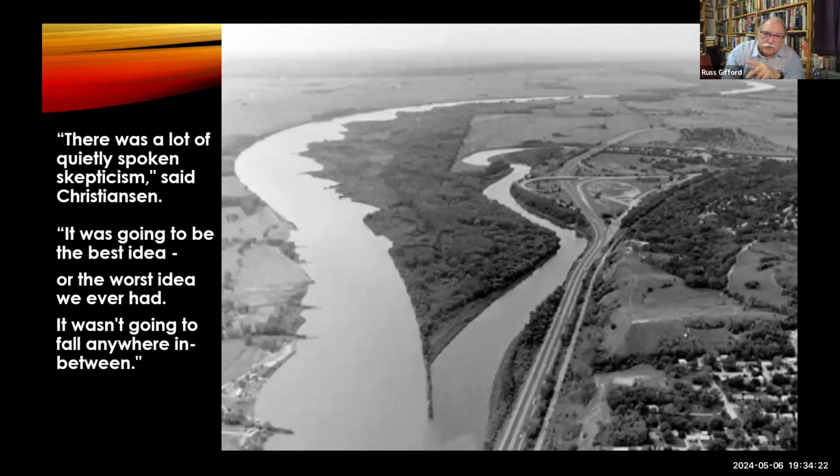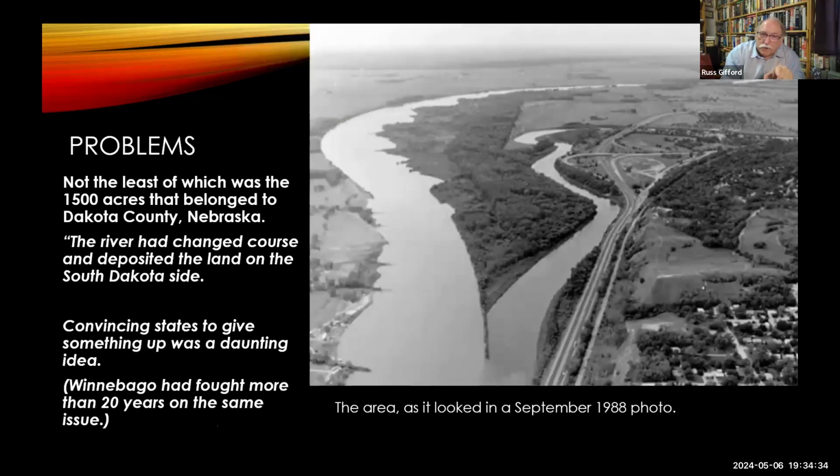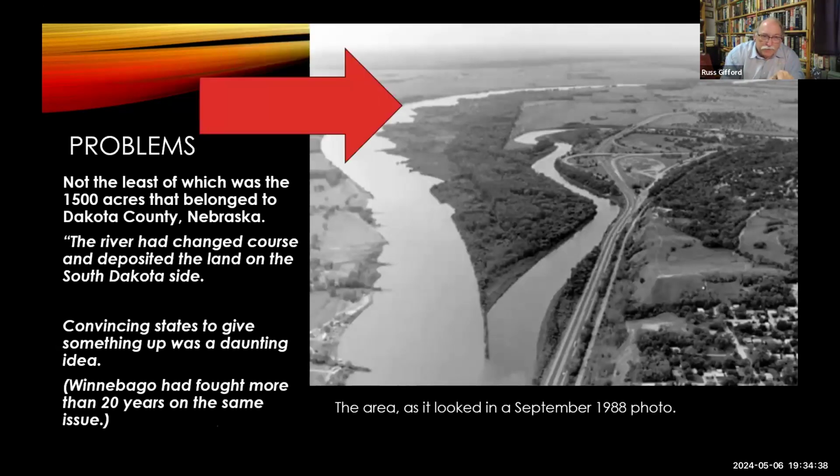Here's the thing, we need to look at this. There are two major problems here. And he's not a Pollyanna. He evaluates these issues and he knows that this is an issue. Problem number one, 1,500 acres of this land belongs to Dakota County, Nebraska.